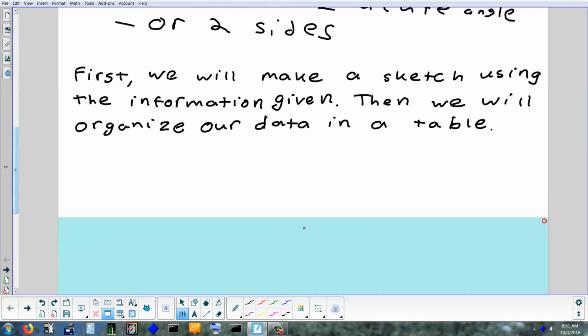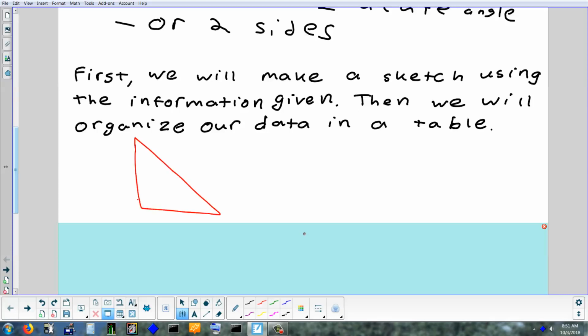So when we make a sketch, this is the triangle that we're always going to use. I'm going to draw just a generic right triangle. You can have it face any way you want. That doesn't really matter. What matters is how I label things. We usually label the sides with what 3 letters? A, B, and C. C is usually the hypotenuse.